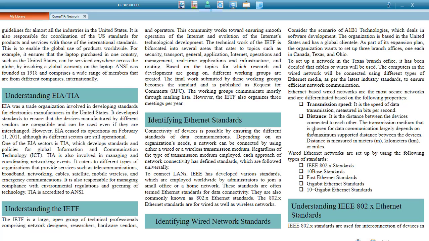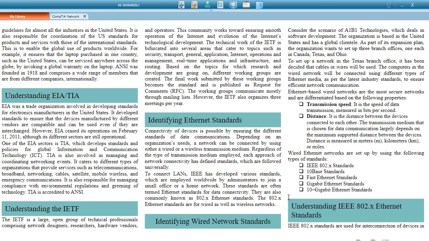Identifying wired network standards. Consider the scenario of A1B1 Technologies, which deals in software development. The organization is based in the United States and has a global clientele. As part of its expansion plan, the organization wants to set up 3 branch offices, one each in Canada, Texas, and Ohio.